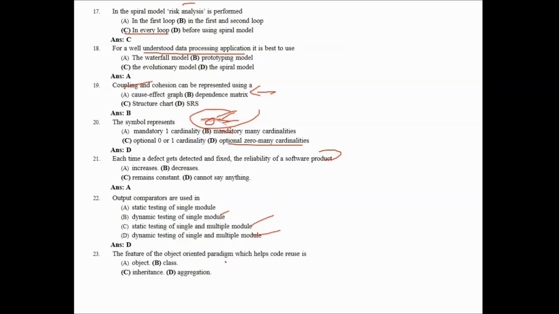Now the feature of the object-oriented paradigm, which helps code reuse. So code reusing means object, class, or inheritance, aggregation. So it will be C, inheritance.